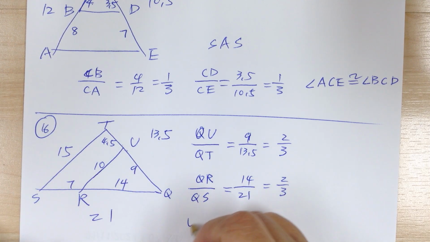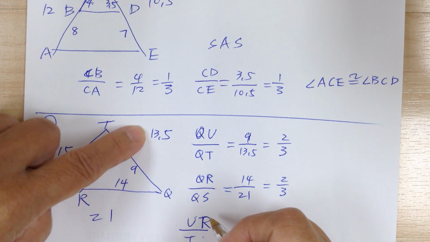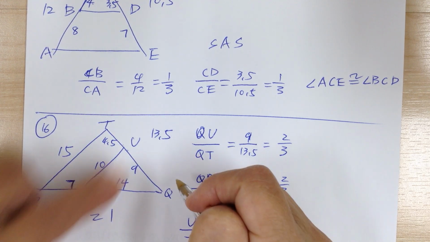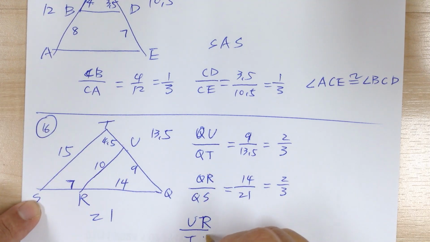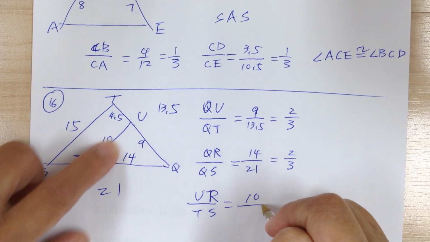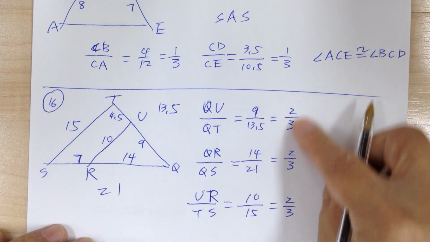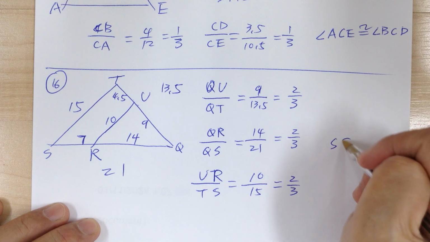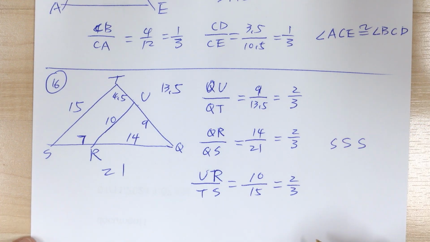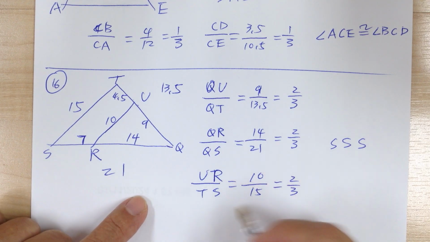So you have the UT over UR. So U is 7. So UR over TS. So equal to 10 over 15, divided by 5, equal to 2 over 3. So since they are all the same, that's your SSS. Okay. Now if you do the SAS, then you don't need this one.